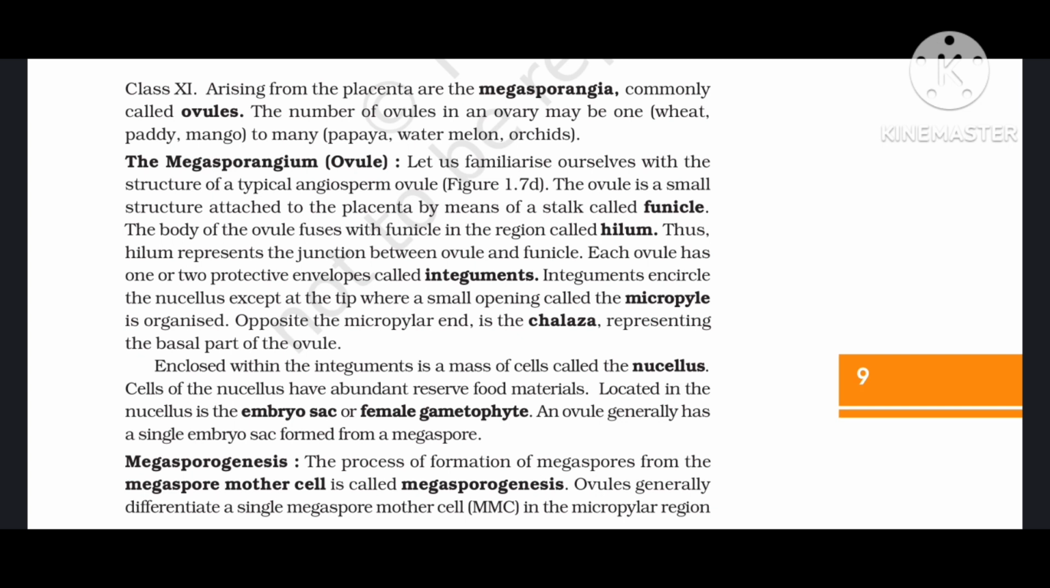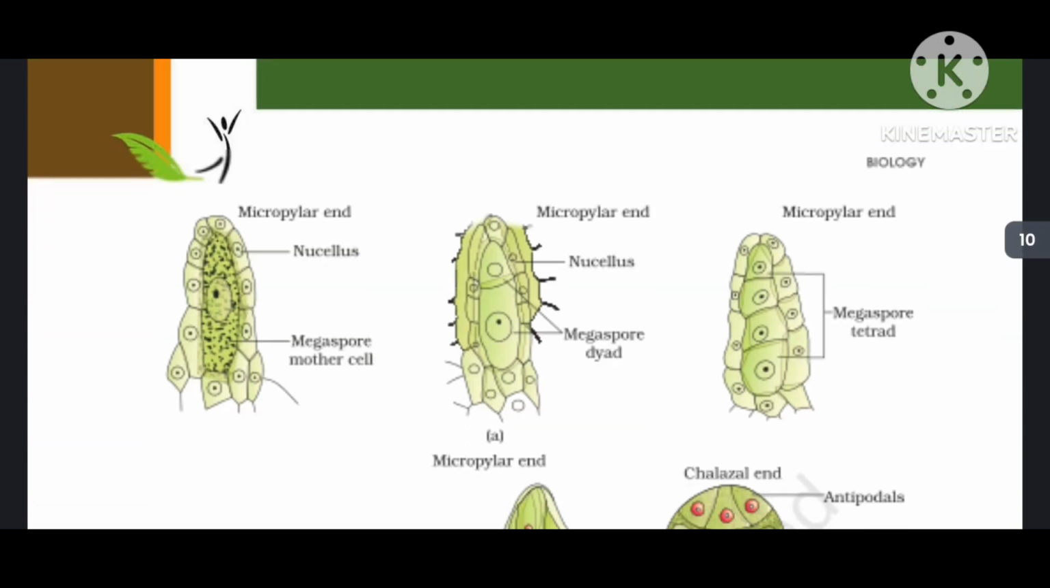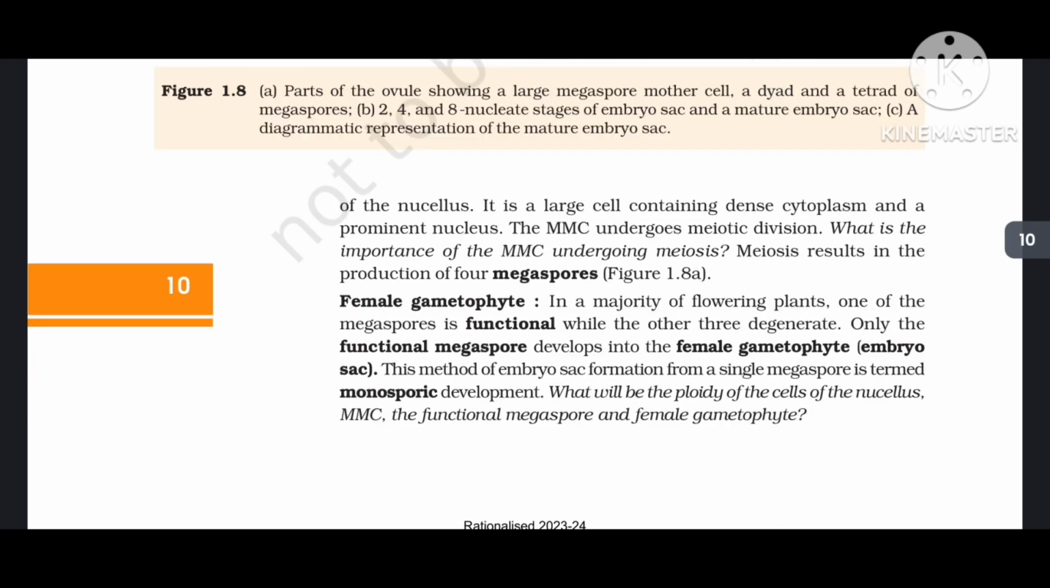Female gametophyte. In a majority of flowering plants, one of the megaspores is functional while the other 3 degenerate. Only the functional megaspore develops into the female gametophyte (embryo sac). This method of embryo sac formation from a single megaspore is termed monosporic development. What will be the ploidy of the cells of the nucellus, MMC, the functional megaspore and female gametophyte? Let us study formation of the embryo sac in a little more detail.